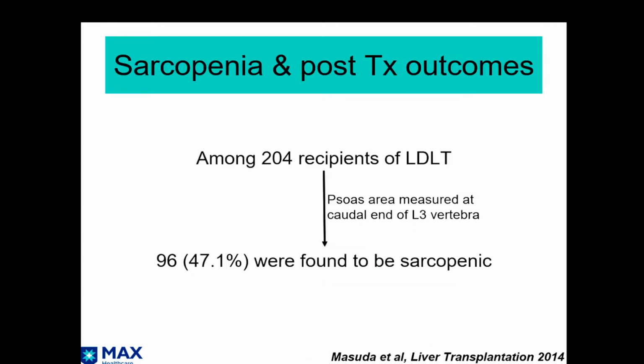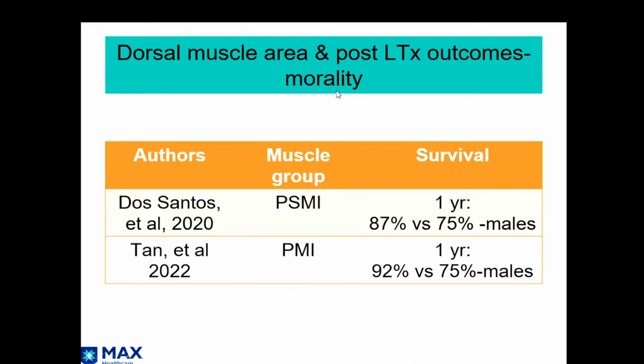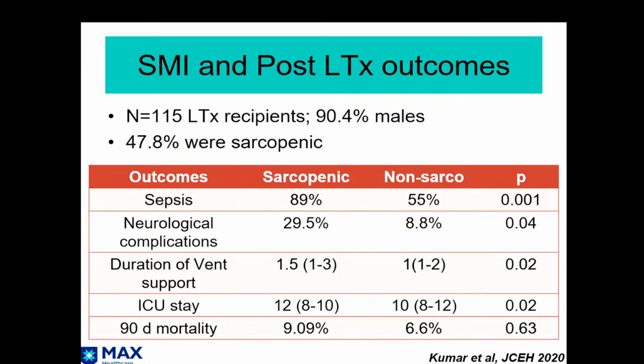Another study, 204 recipients of LDLT, since we do most LDLTs here, 47% sarcopenic, but in sarcopenia also the 5-year survival was upward of 70%, again above the 50% threshold. Two latest studies, again looking at the muscle area and post-transplant survival. In the sarcopenic group at 1 year in males, the survival was 75%. So even in sarcopenic groups, you are providing good post-transplant survival. So it does not deny these patients a transplant.